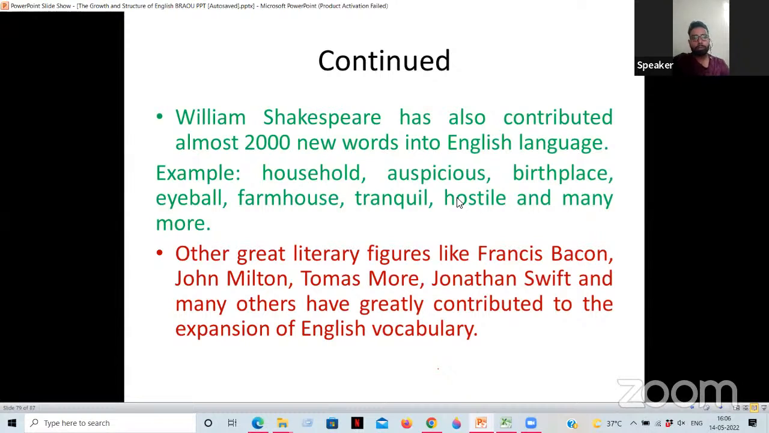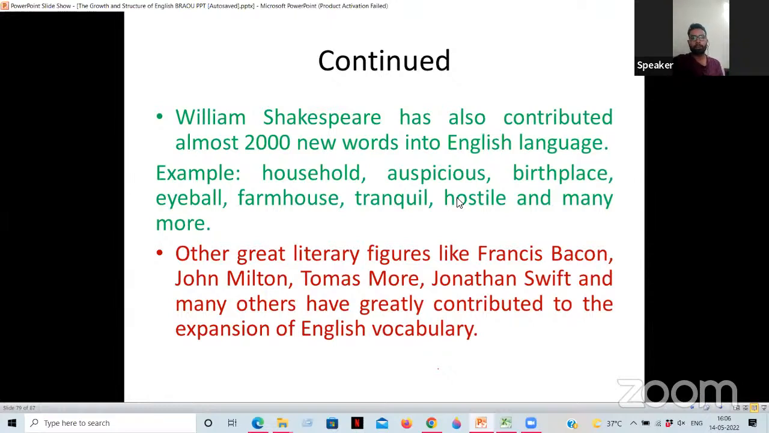But out of 20,000 words, 2,000 words are completely his own creation. Other words were sometimes used in the past. They were not in use, but he has made them popular. He pioneered those words, okay? But he has contributed almost 2,000 words.